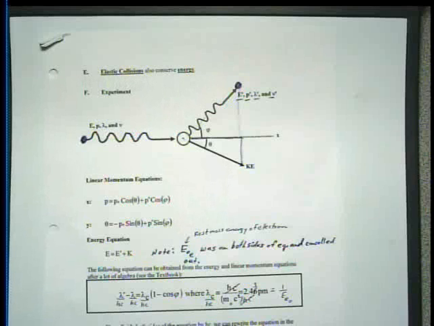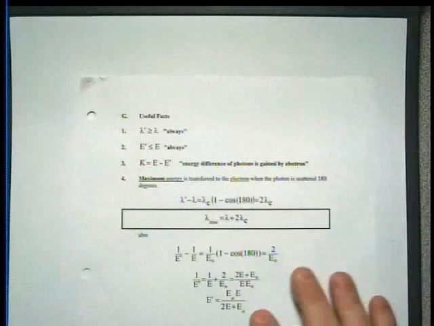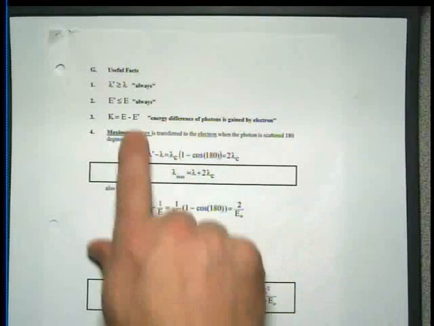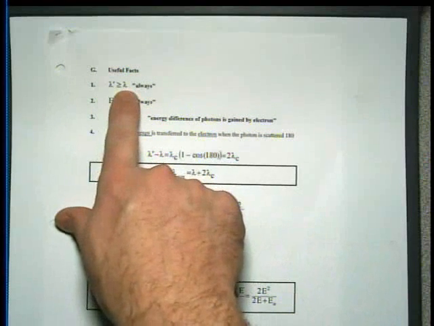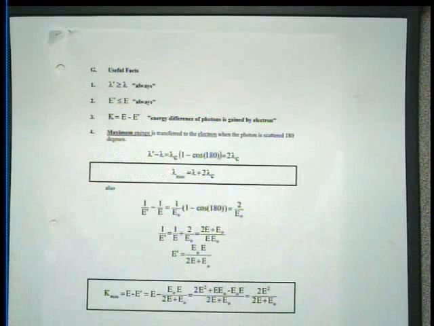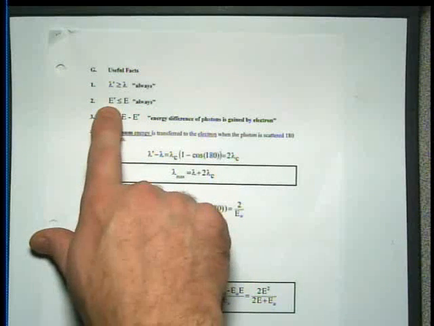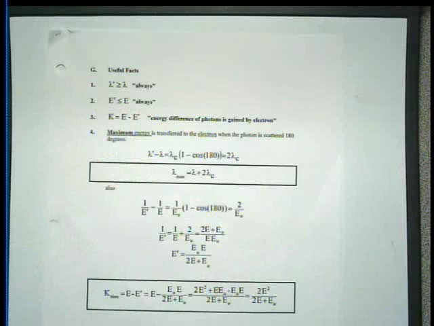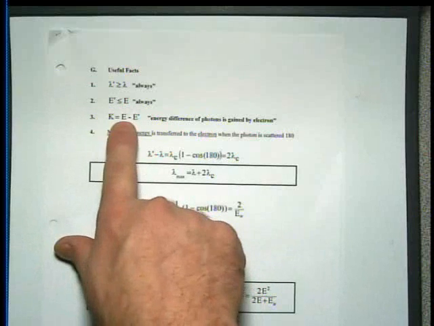I wrote you some things down in your notes about facts that you should get out of the equations from your reading. But pretty much what I've already told you. The wavelength of scattering is always larger than the wavelength coming in. That's required for conservation of energy. The energy of the photon going out is always less than the energy of the photon going in. The kinetic energy is the difference.